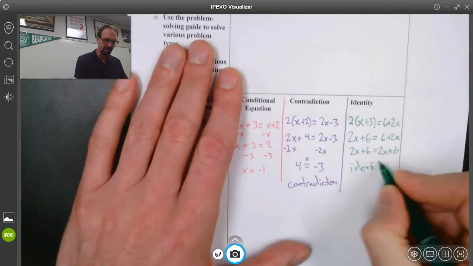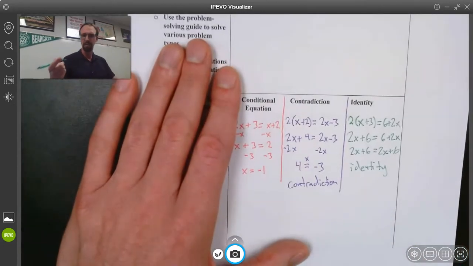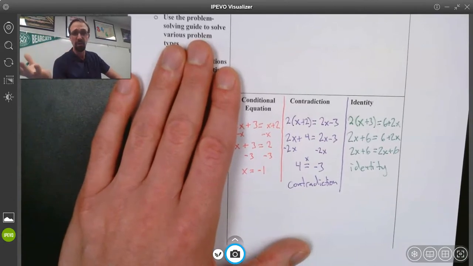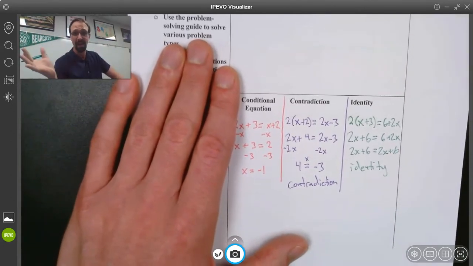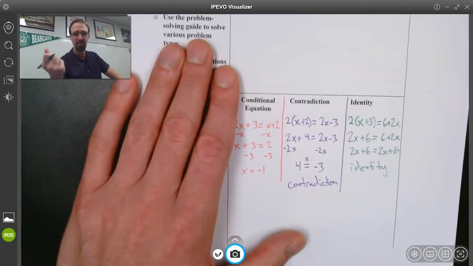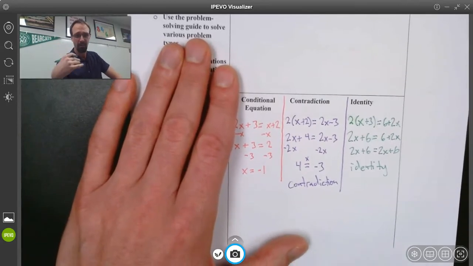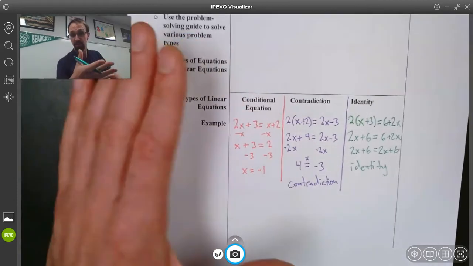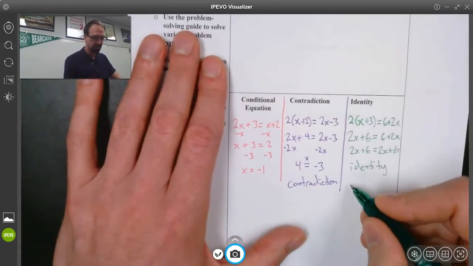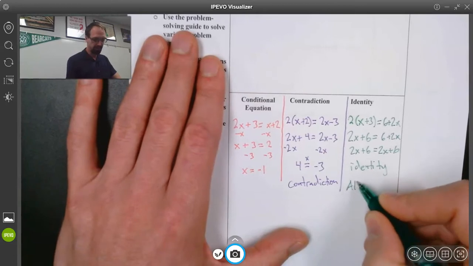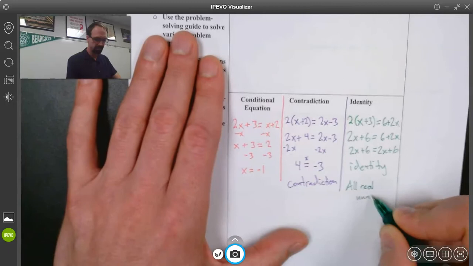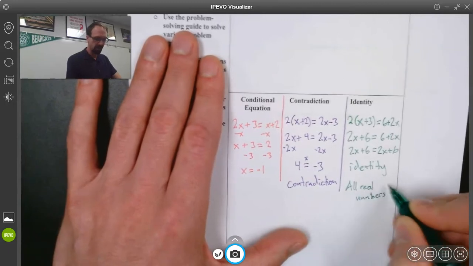It's called an identity because all values that you plug in for x, any number or substitution that you use for x, is true no matter what. Because it's an identity, sometimes you'll see the response for this, the set that makes this true, because x makes this true for all real numbers. So all real numbers. Remember the symbol for that as well.